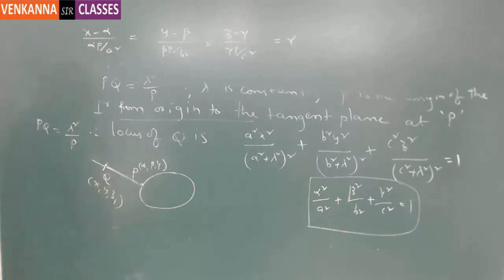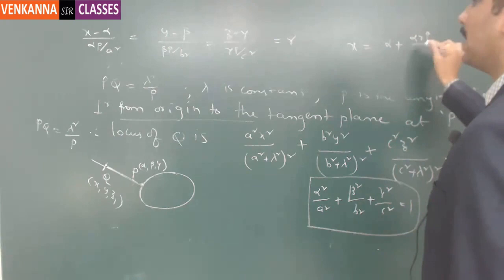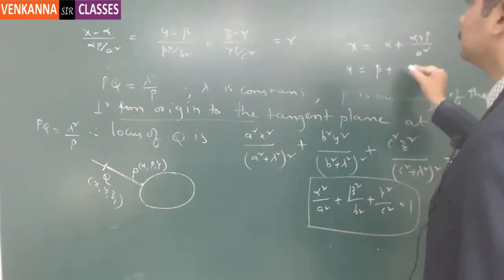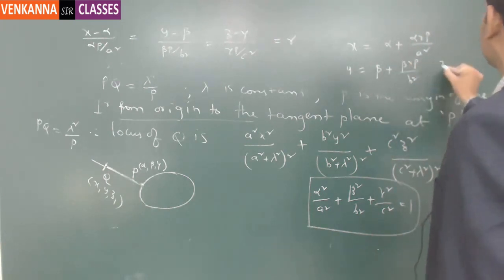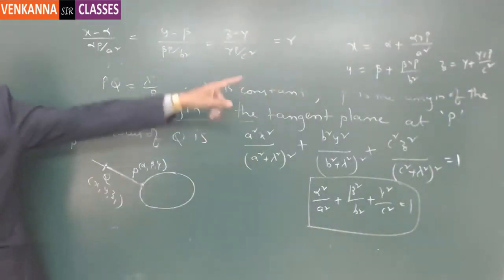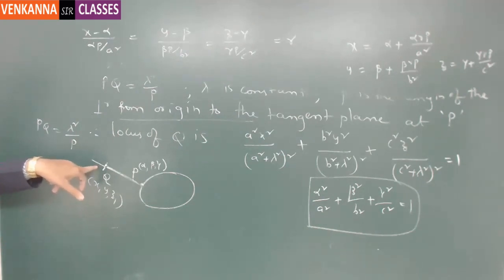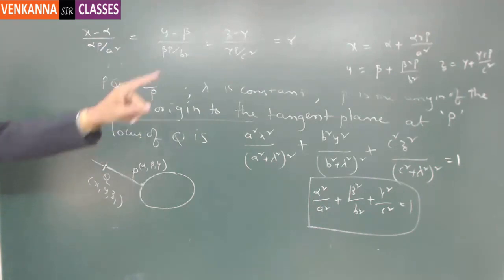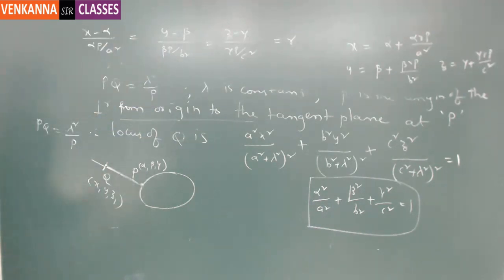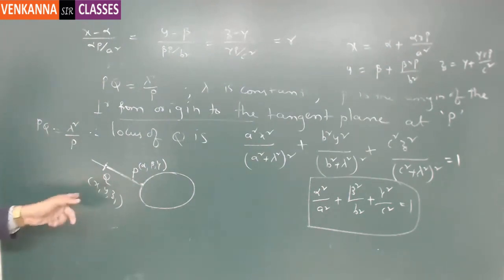Now every point on the normal will be of the form x is equal to alpha plus alpha rp by a square, y is equal to beta plus beta rp by b square, z is equal to gamma plus gamma rp by c square. So if I take a suitable value for r, I will get the point Q. Accepted? I need to check what is the value of r. I need to substitute there so that I will get the coordinates of Q. In the problem, it is given that the distance between PQ is nothing but lambda square by p. So in the parametric form, in place of r, I am substituting lambda square by p so that I will get the coordinates of Q.